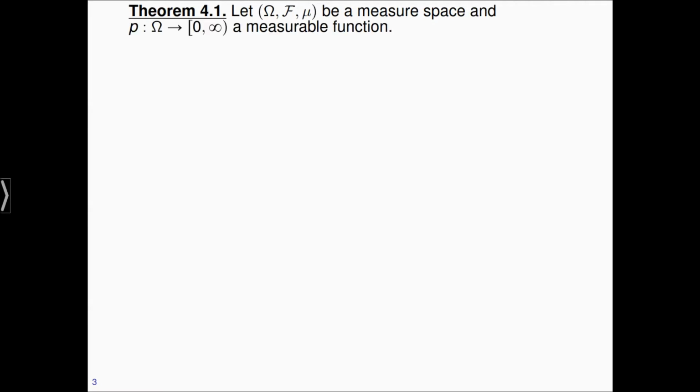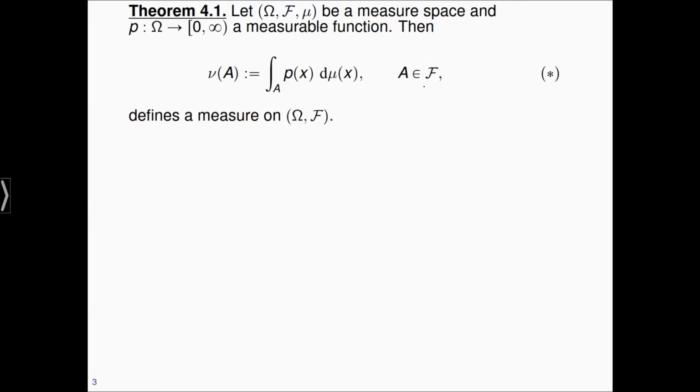We start the section with a theorem where we construct new measures with the help of a given measure and a density. So we start with a given measure space, and with a density, which is now just a measurable function from omega to the non-negative numbers. And then, as in the case of continuous probability measures, we're going to define a new measure by integrating the density with respect to the given measure over the set A. And we do this for all measurable sets A. And the assertion is that this defines a measure on (omega, F).